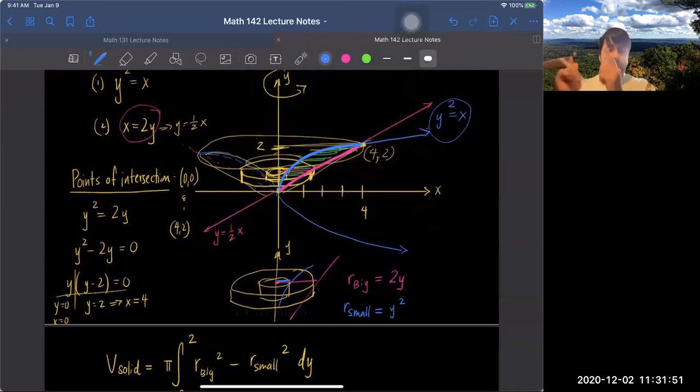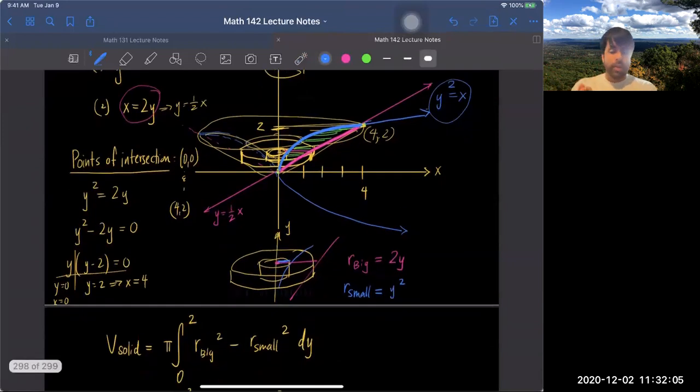Which one of these colors is farther away from the axis of symmetry, the axis of revolution? Obviously, it's the pink, right? So we're going to make that our radius, the bigger one. And the smaller one is the one that's closest to the axis of revolution, which is the blue.